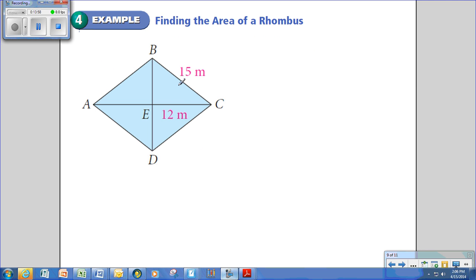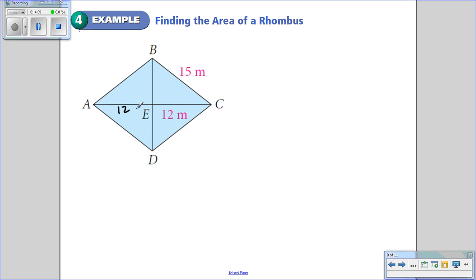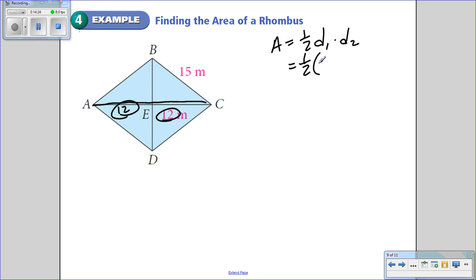All right, so in this case here we have a rhombus. In this rhombus, it says EC is 12, so that means this is 12 over here. So let's write out our formula. 1/2 diagonal 1 times diagonal 2. Diagonal 1 we'll call AC. 12 plus 12, that's 24.